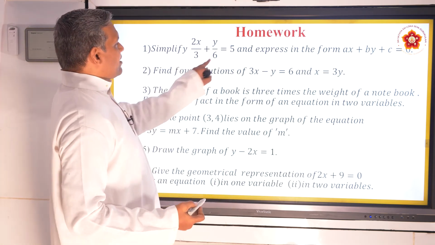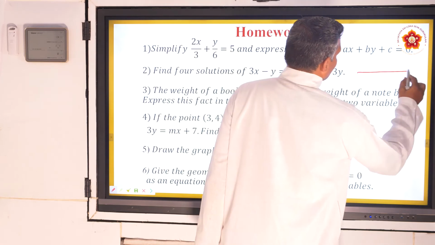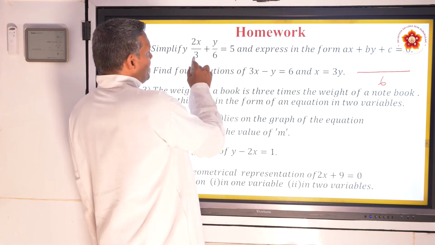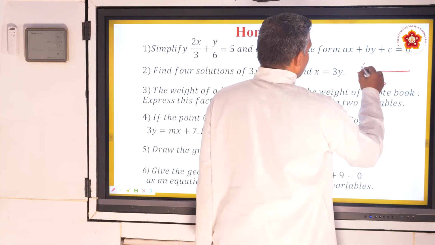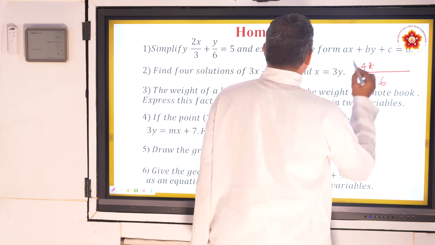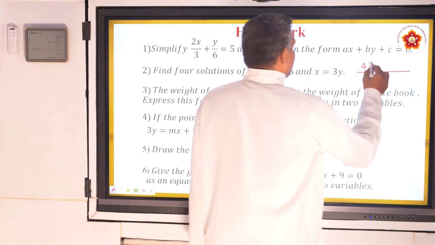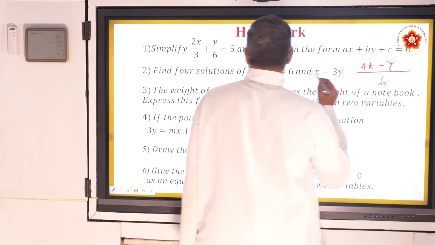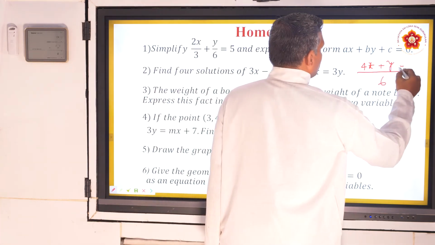So 3 and 6 are there. Now what is the LCM of 3 and 6? First you take the LCM of 3 and 6. Then 3 2s, that will become 2 into 2x, 4x. And then plus y comes as such. All of you know this. That is equal to 5.